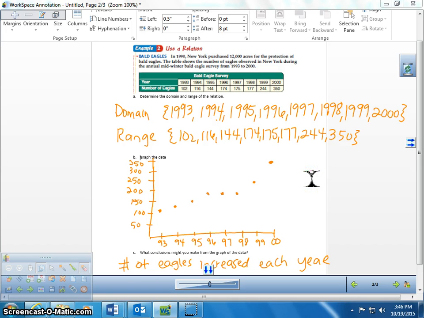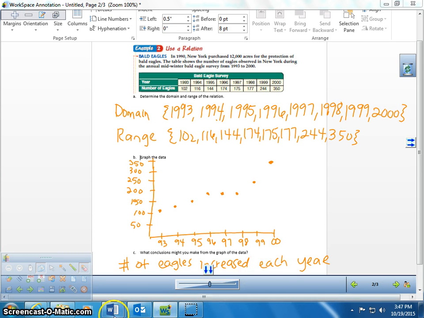Okay? From then, you should have been able to make some conclusions from the data. My conclusion was that the number of eagles increased each year. You could have also concluded that between 1996 and 1997 and 1998, those 3 years, it only increased by 3 eagles. You could have also concluded that the biggest jump in the amount of eagles could have been between 1998, 1999, and 2000. There's lots of different conclusions that you could have made from this data.